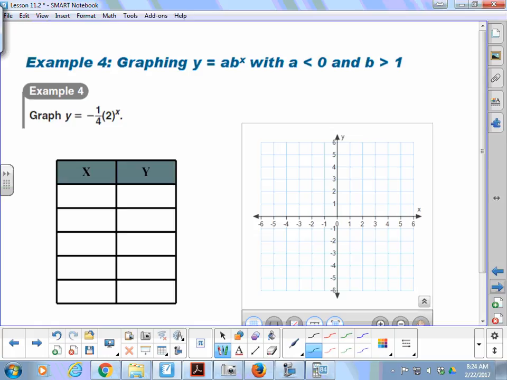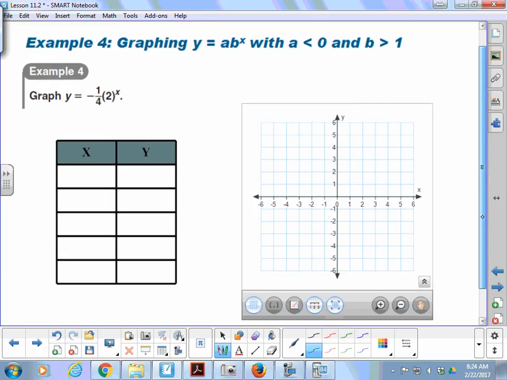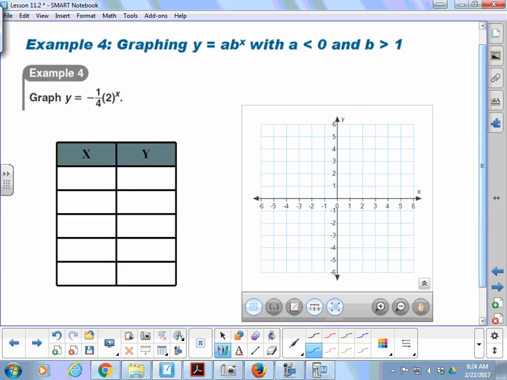Okay. All right, a is less than 0 now, and b is greater than 1. So we still have an exponential growth situation, except since a is negative, all of our values are going to end up being negative. It's going to look a little like the one we just did, except it's going to be a reflection over the x-axis, because instead of all my values being positive, they're all going to be negative. So let's start with our y-intercept again. Our y-intercept is negative 1/4.